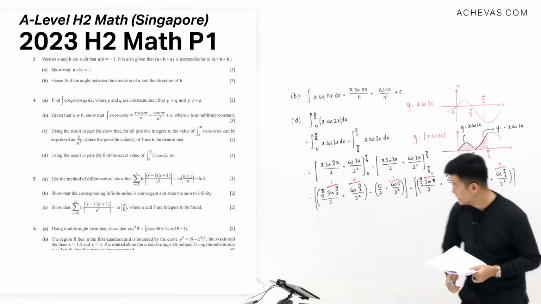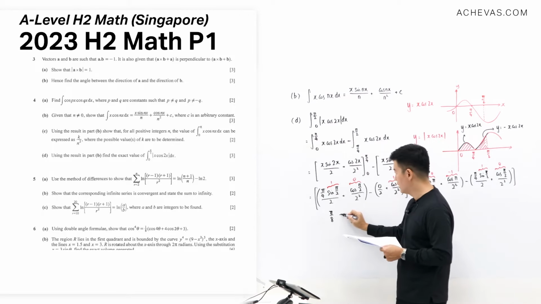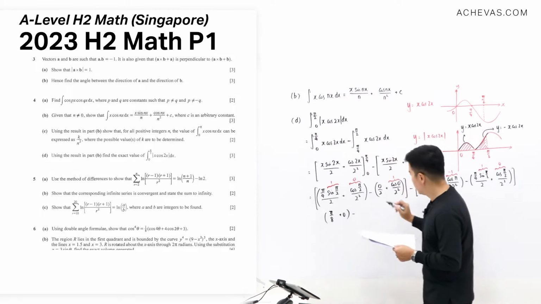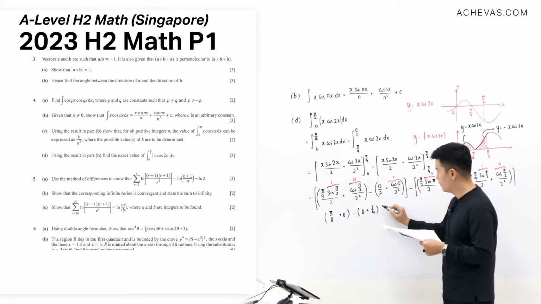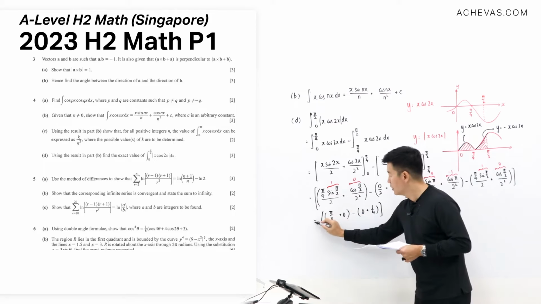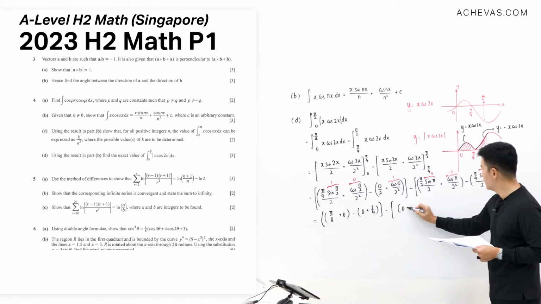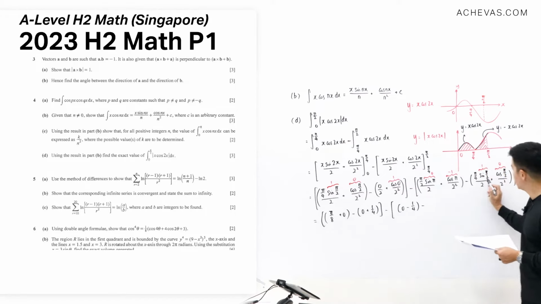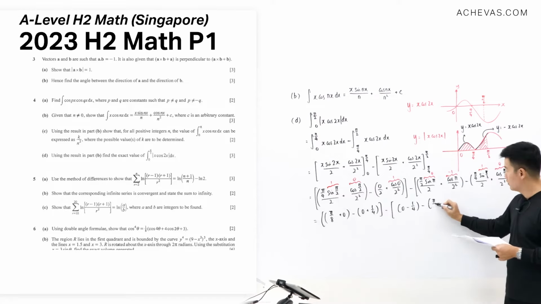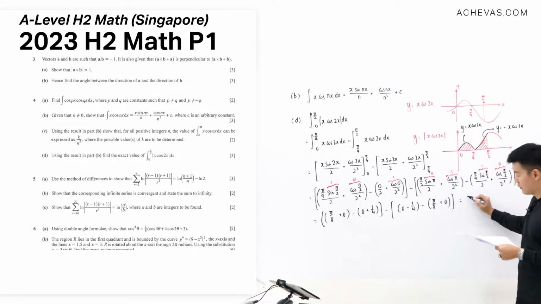And if you were to just evaluate them, this is going to be pi over 8 plus 0. Then this is going to be 0 plus 1 over 4. Then minus, this is going to be 0, then minus 1 over 4. Then minus, this is 1, so we have pi over 8 plus 0. And evaluating this, you'll get a final answer of pi over 4.